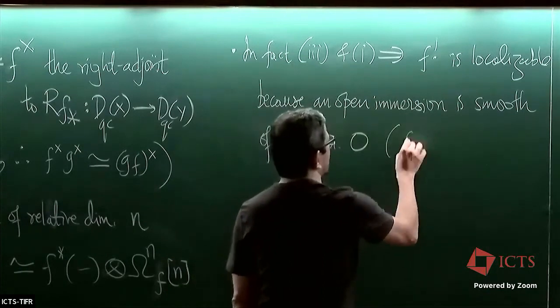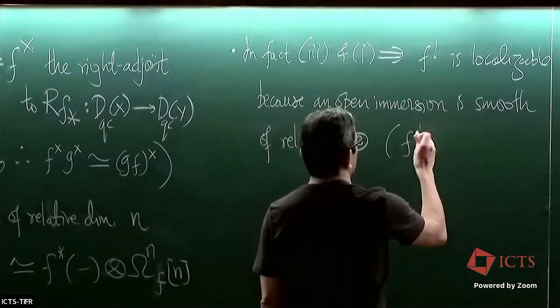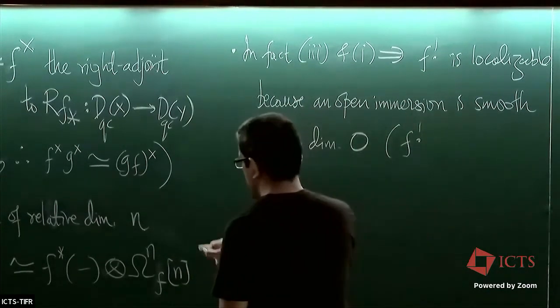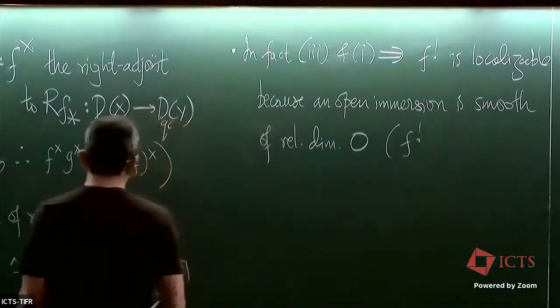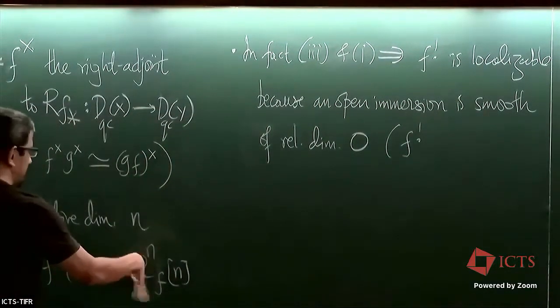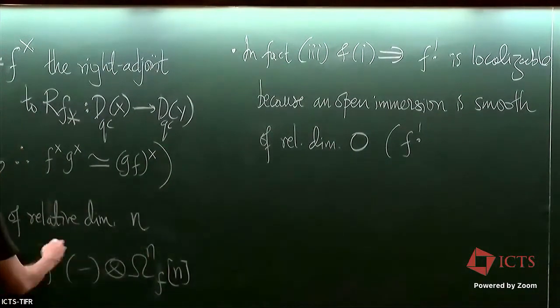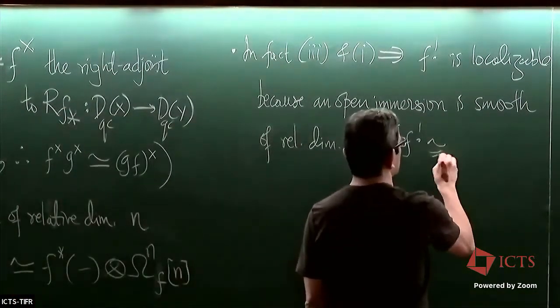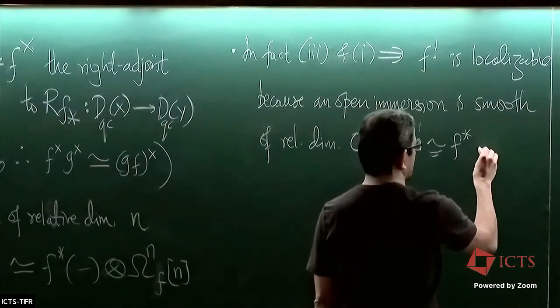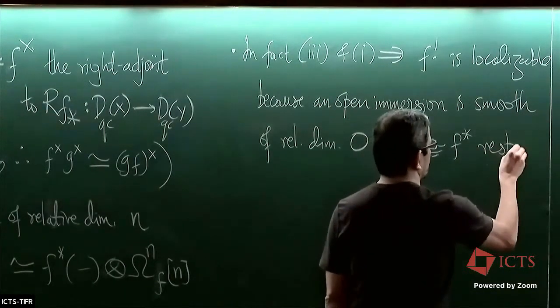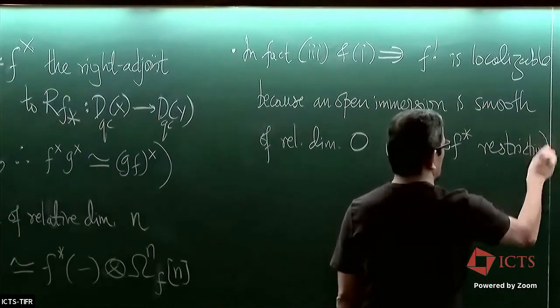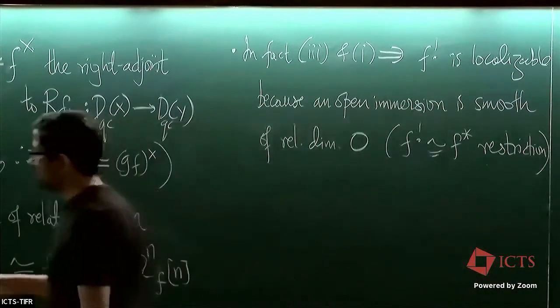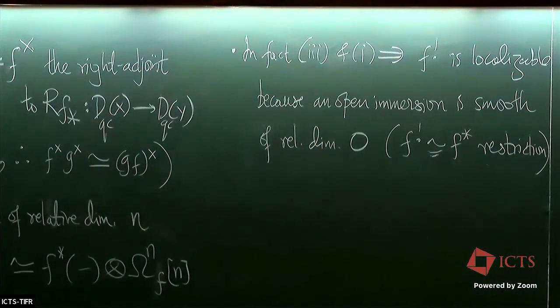In this case, n is 0, and so this will just be O, nothing, and this will just be F upper star. So in this case, F shriek will be isomorphic to F upper star, and that is the restriction. So in some sense, I don't really have to insist that we are looking for a localizable functor. If I have 1, 2, 3, then I'll automatically get it.